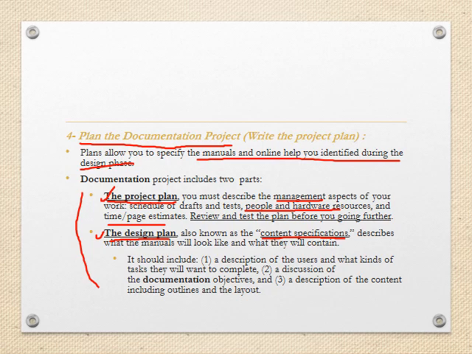This type of plan includes a description of the user and what kind of tasks they will want to complete, a discussion of the documentation objectives, and a description of the content including the outline and the layout. To repeat, the design plan is a document that describes the design of the content and layout of pages of a manual or help system.